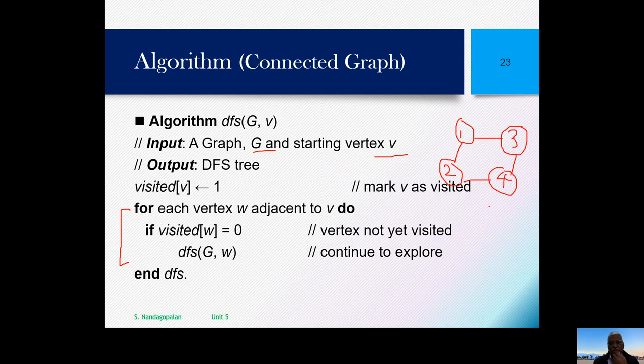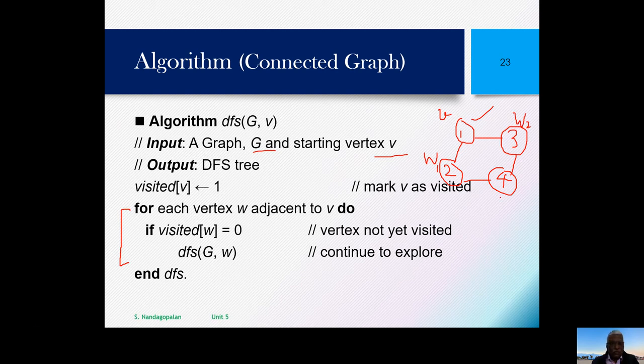Okay. So this is my starting vertex. This is already visited. And for each vertex W adjacent to V, so this is V. So which are my adjacent vertices? 3 and 2, or 2 and 3. So this is my W1. This is my W2.